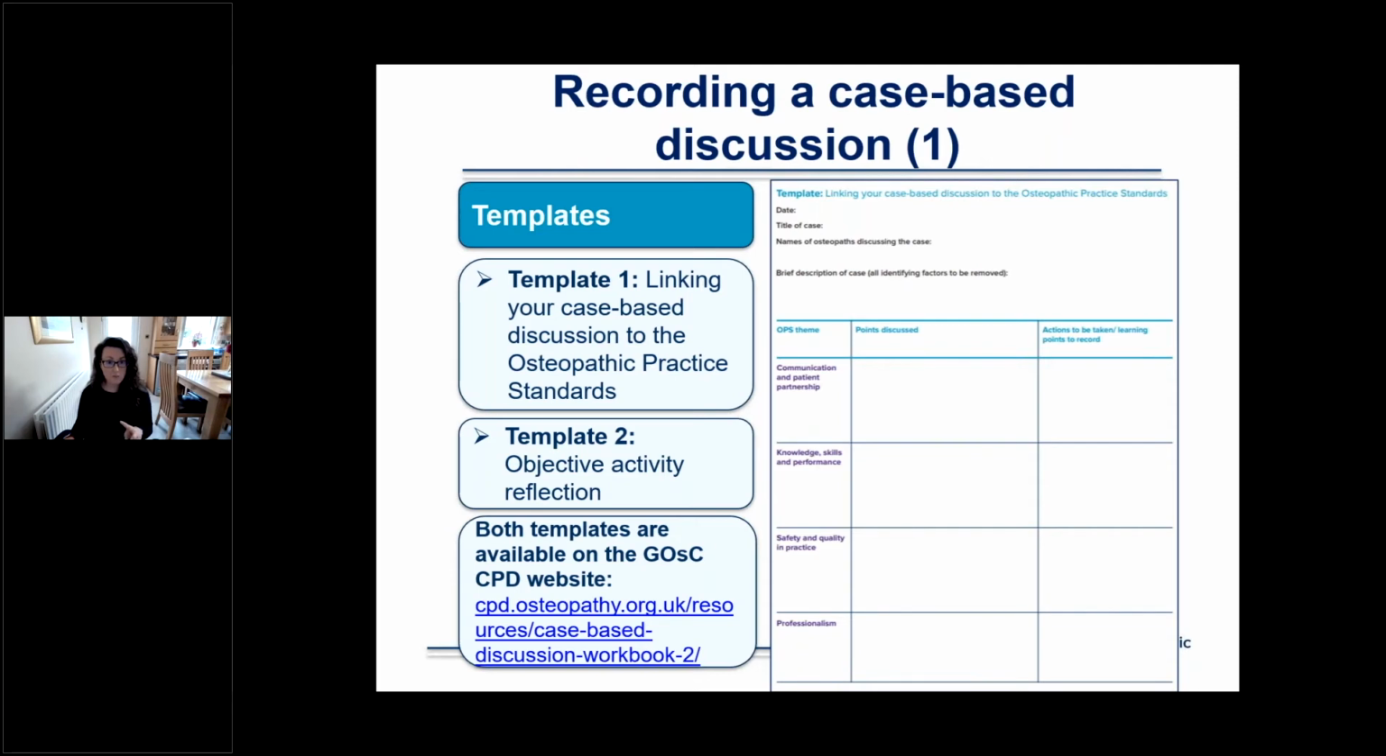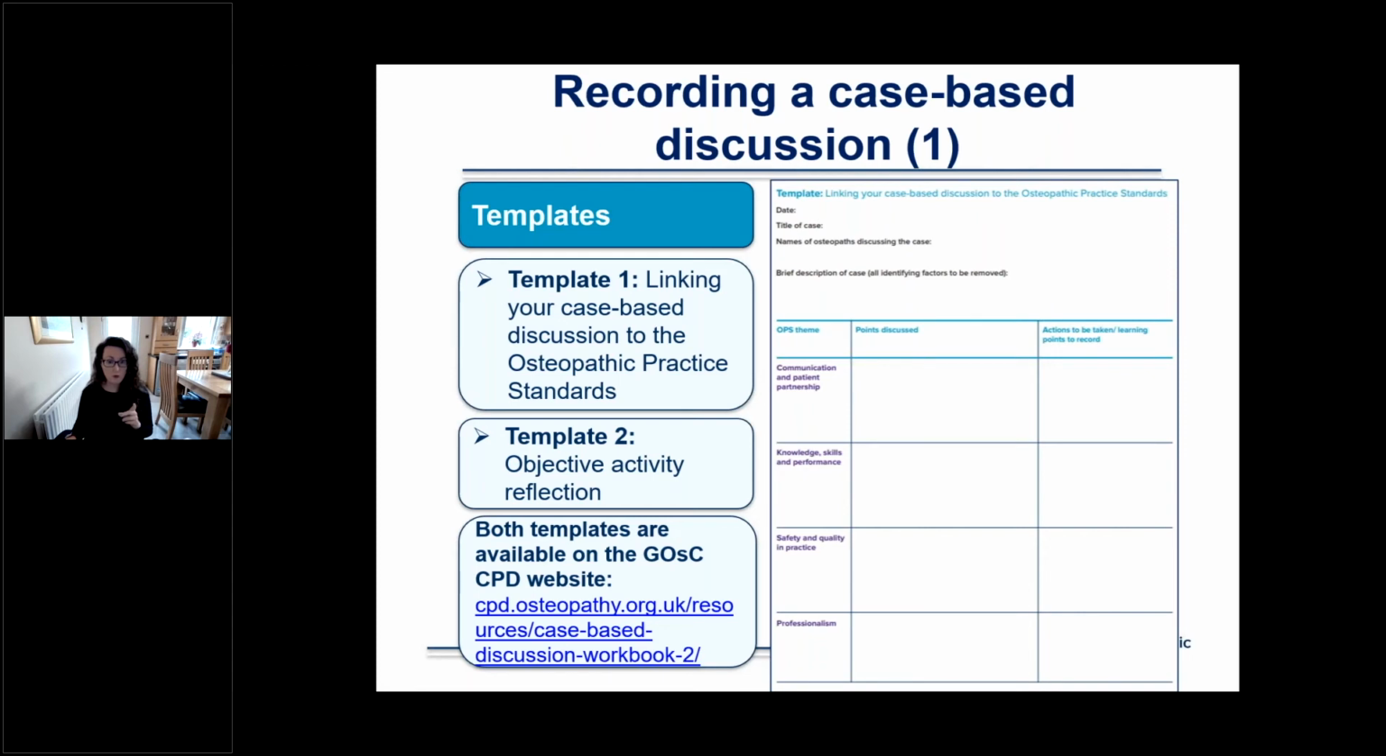So we've got two templates. This first one, I'm aware that the screen is very small. All I'll say is, with this one, it's about linking your case-based discussion to the OPS. And if people are very familiar with the OPS or have been using it regularly to record their CPD on an ongoing basis, this might be a template that you want to use. Both the templates are available for download via this link, and that's on our CPD site, which is a whole host of resources.